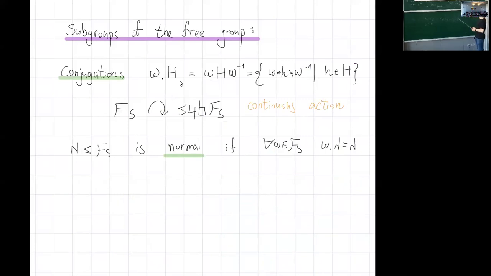Great. Another definition that all of us know: if you have a subgroup and you have an element, you can conjugate it. And this defines an action of the free group on its subgroups, right? You just conjugate the subgroups. My claim is that this is a continuous action, because we have a topology on the subgroups. And a subgroup is called normal if it's conjugation invariant. So no matter which element you try to conjugate it by, it remains the same.